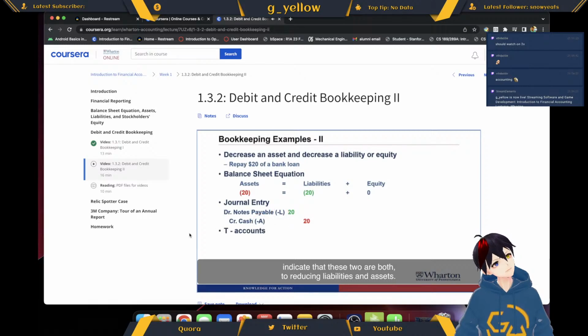For T accounts, we would have a credit entry in the cash T account, a debit entry in the notes payable T account. If we drew a line for the balance in each, our balance in cash is 80 on the debit side, balance in notes payable is 80 on the credit side. Our balance sheet equation would balance where we have 80 of cash, 80 of notes payable, and no stockholders' equity.